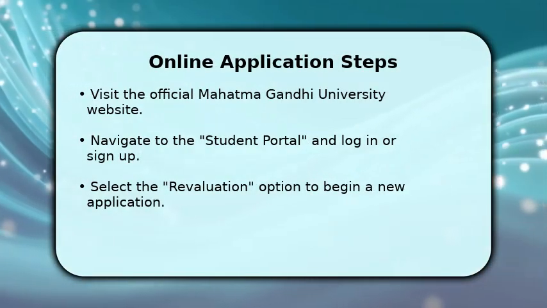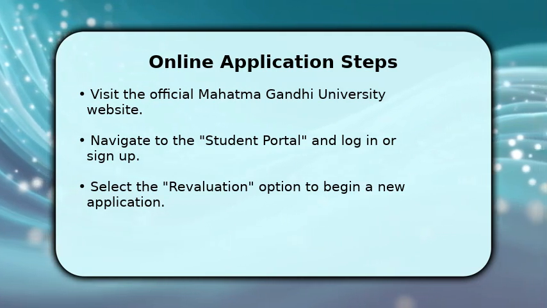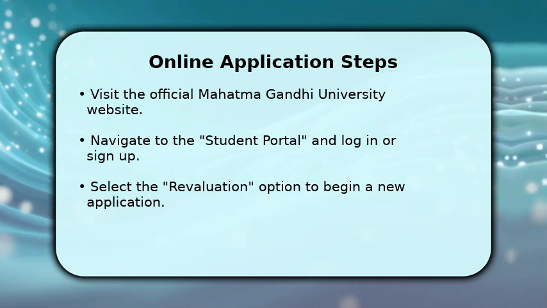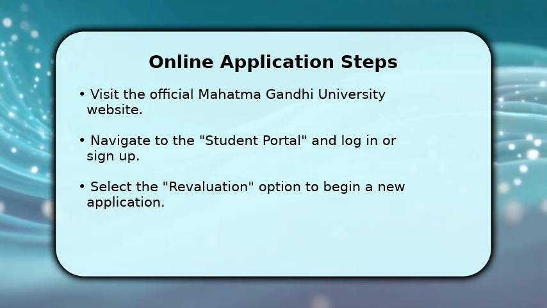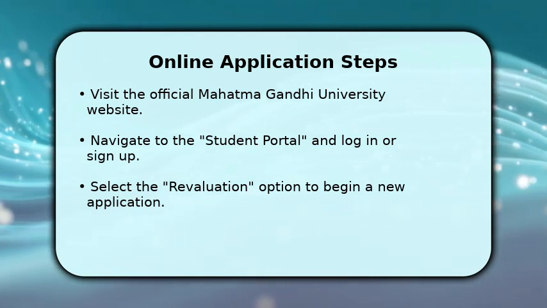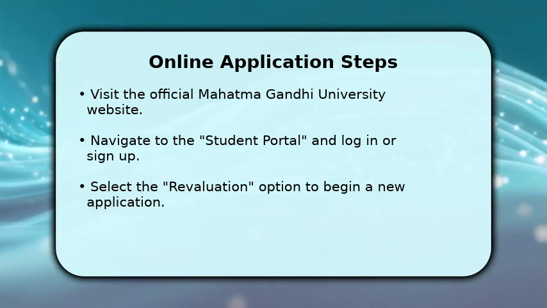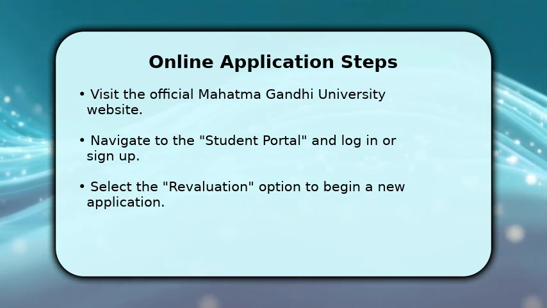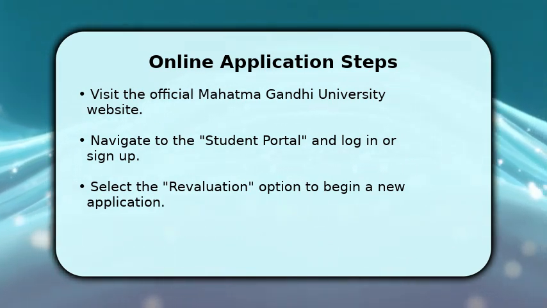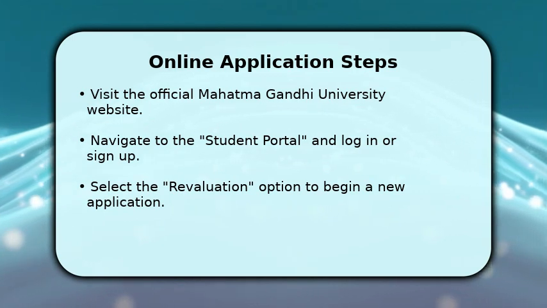Applying for revaluation is primarily an online process. First, head to the official Mahatma Gandhi University website. Locate the student portal and either log in with your existing credentials or create a new account. Once inside, find the revaluation section and select New Application. You will then choose your specific semester and the papers you wish to have re-evaluated.